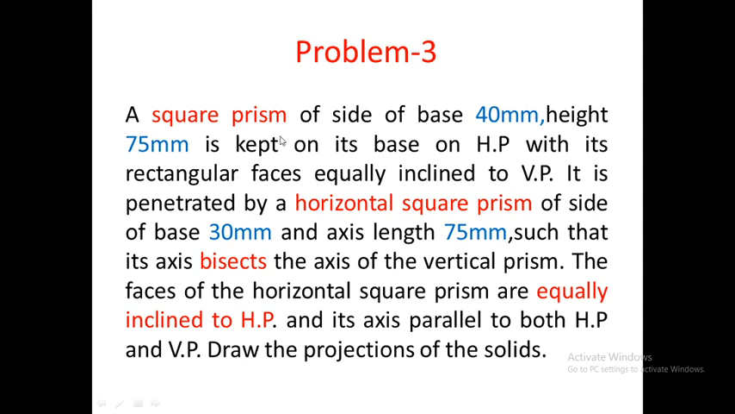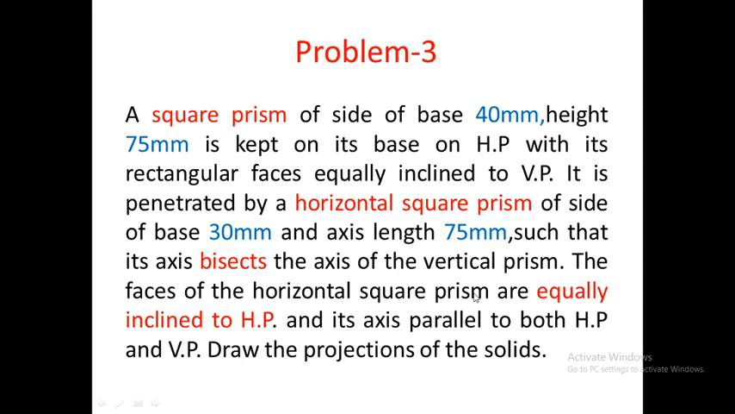It is penetrated by a horizontal square prism of side 30 mm and axis length 75 mm, such that its axis bisects the axis of the vertical prism. So here the dimensions of the horizontal square prism are 30 mm side of the square, and the length of this horizontal square prism is 75 mm, and the axes of both the prisms are bisecting each other.